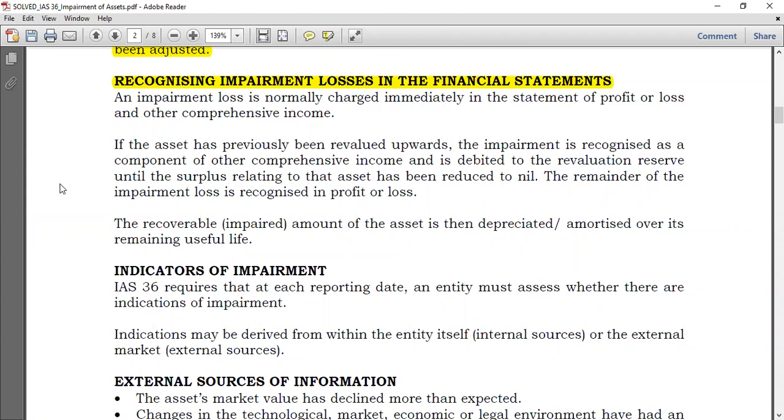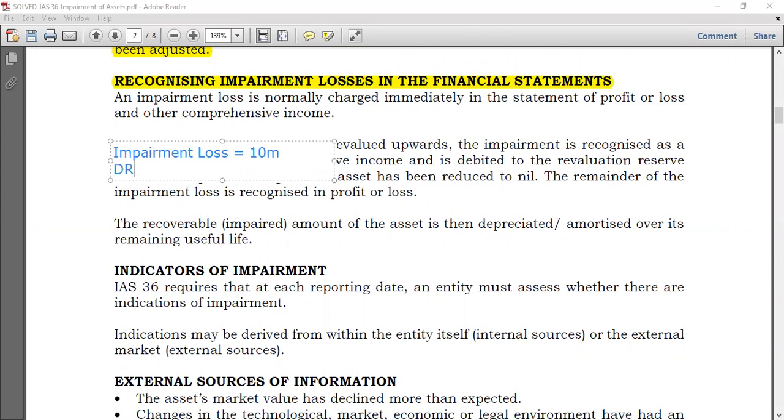So as I just told you, let me repeat this. I just said that suppose you had an asset for which you had computed the impairment loss, and say you had the impairment loss of 10 million. We know that you have to debit something, but also you have to credit something.